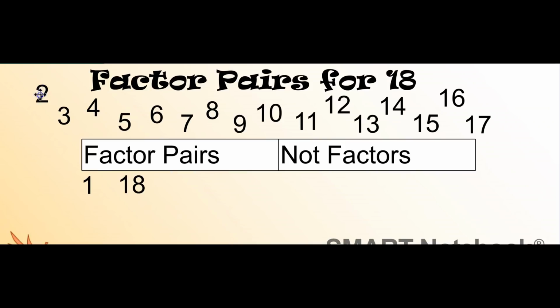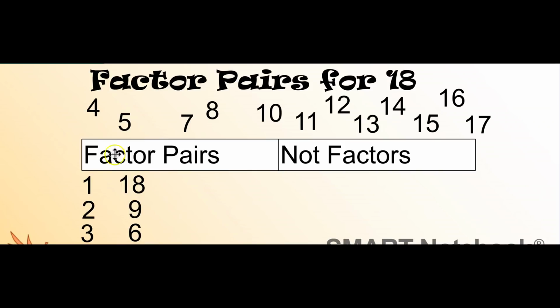All right, let's go to 2. Can 2 times anything give me 18? I know that 2 times 9 can give me 18. So 2 and 9 are factor pairs for 18. Let's go to 3. Can 3 times anything give me 18? 3 times 6. So 3 and 6 are also a factor pair for 18. Now my turnaround facts, 6 times 3, 9 times 2, 18 times 1, those are the same factor pairs.